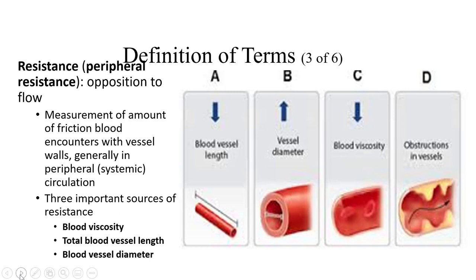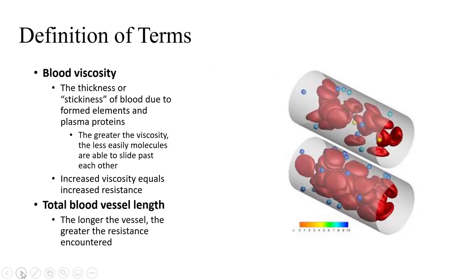Peripheral resistance is a measurement of the amount of friction blood encounters with the vessel walls, generally in peripheral systemic circulation. Resistance is a resistance to flow. Okay, this is a measure of how thick or how sticky your blood is. And it's very important to consider when you are studying the physiology of circulation. And there are three important sources of resistance. You have the blood viscosity, you have total blood vessel length, and total blood vessel diameter.